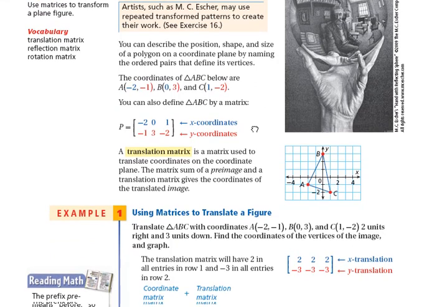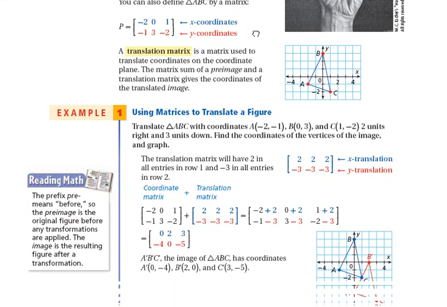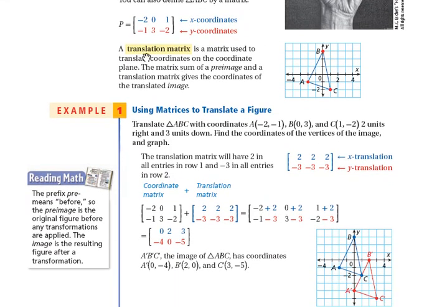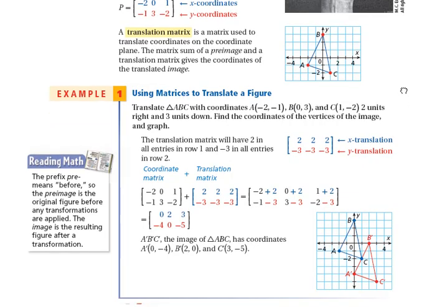And what we want to be able to do is move that triangle around. So we have what's called a translation matrix. And this is used to move that triangle from its original position to a different position. And as this example down here shows, we have our triangle ABC, and we have our coordinate matrix right here. And let's say that we want to move that triangle to the right 2 and down 3. We would have this translation matrix.